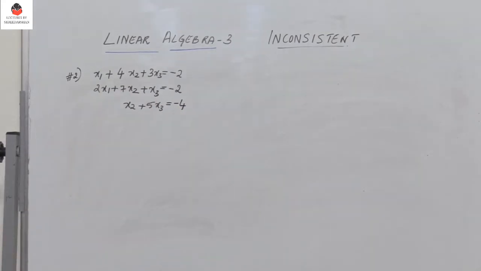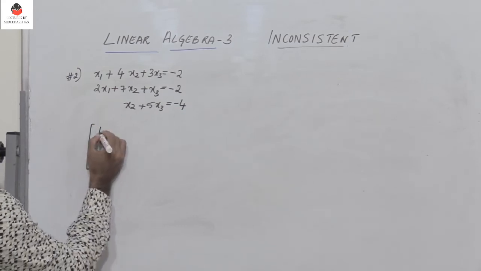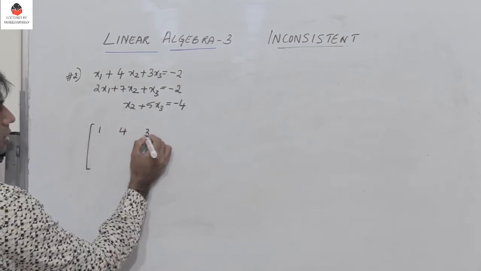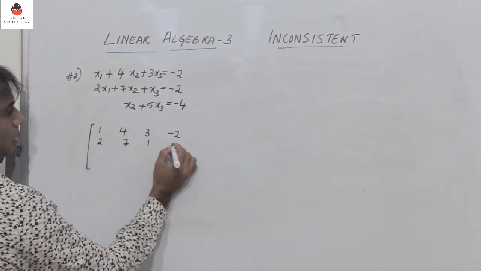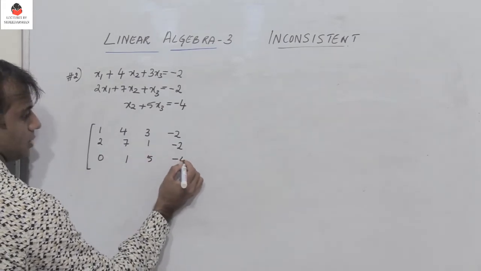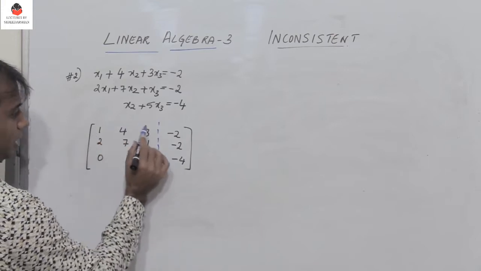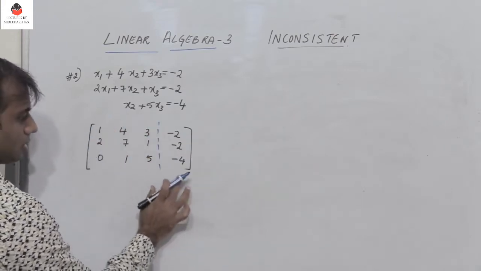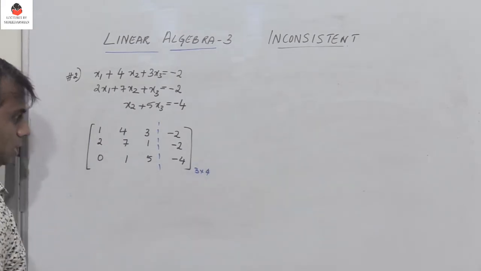So now let me write the augmented matrix. We get 1, 4, 3, and then minus 2, 2, 7, 1, minus 2, 0, 1, 5, minus 4. So this indicates the coefficient matrix, and the entire 3 cross 4 matrix will indicate the augmented matrix here.